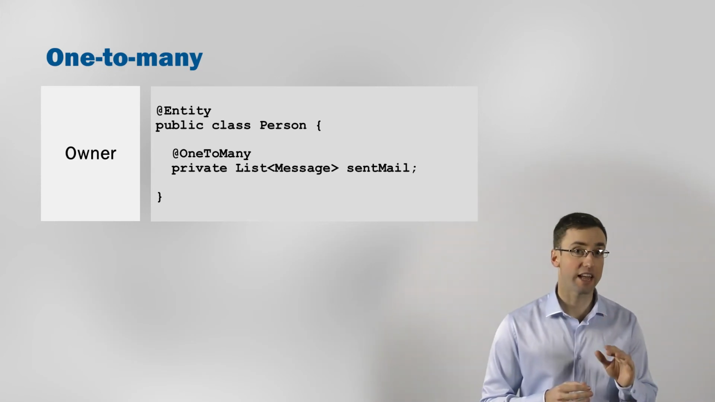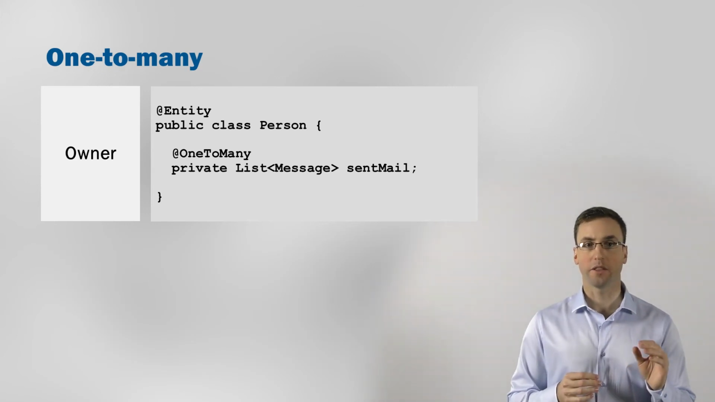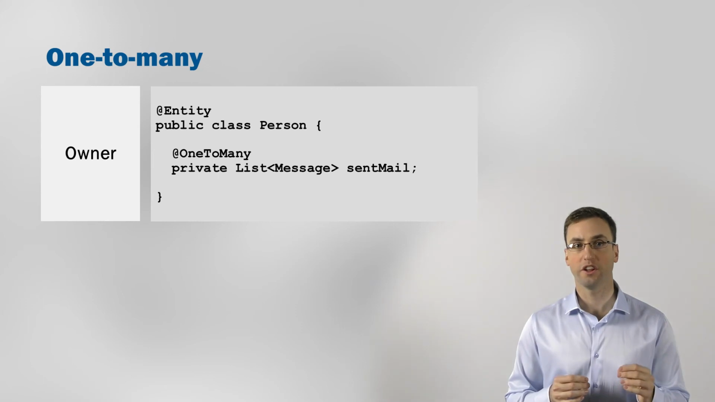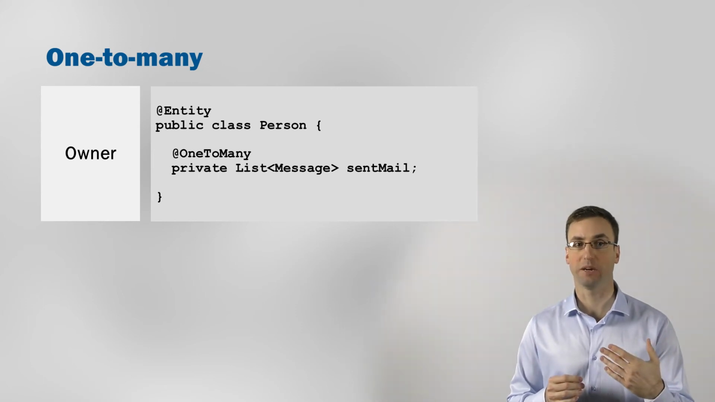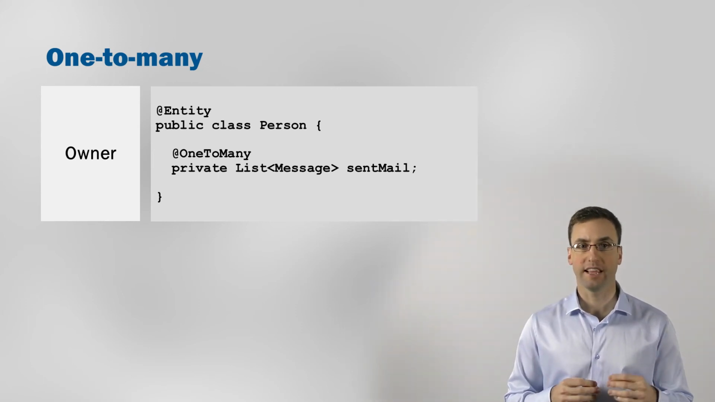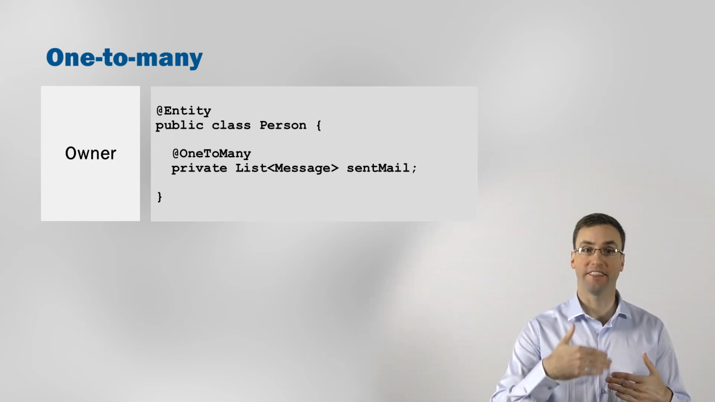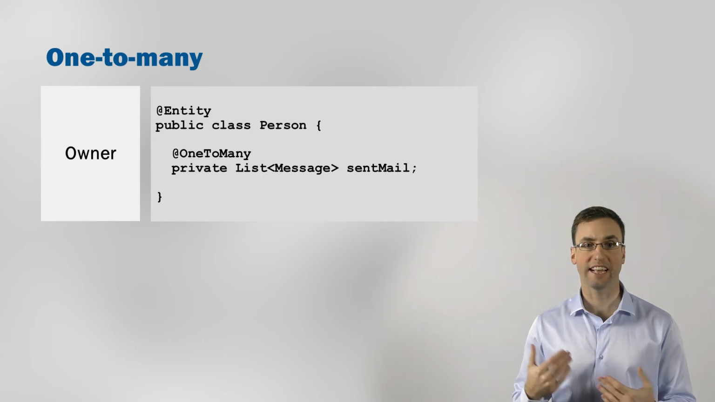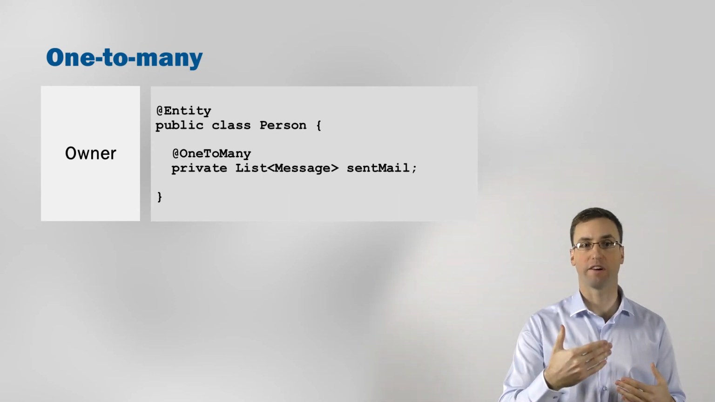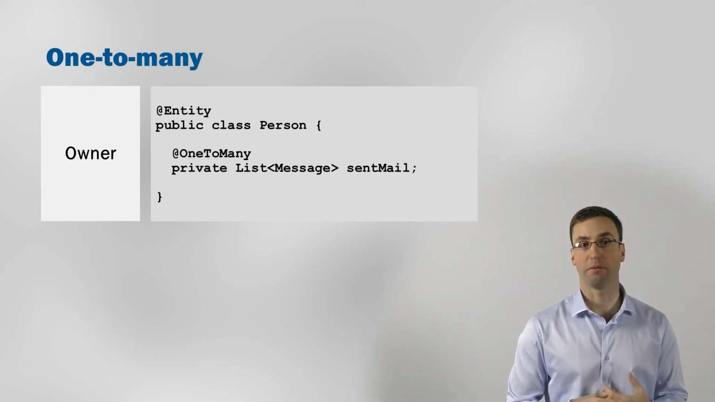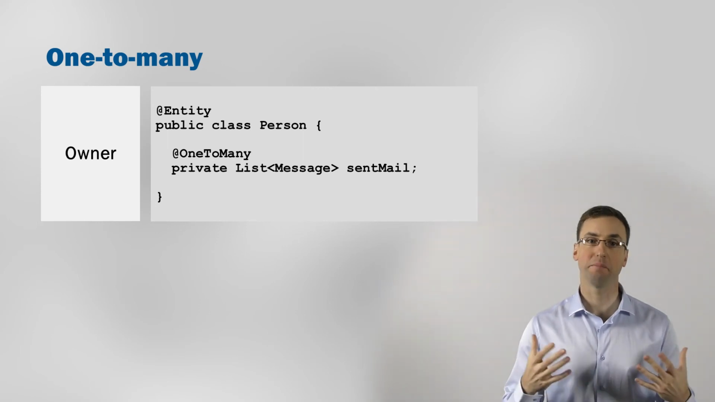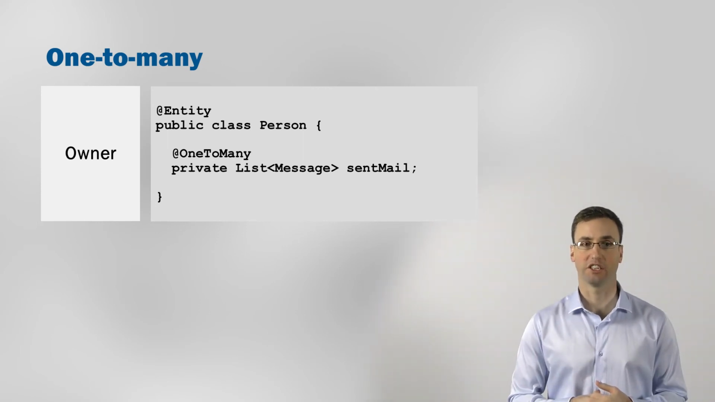However, there is a special case with one-to-many. The many-to-one side is optional. You can declare a one-to-many relationship with no inverse. In the database, a one-to-many relationship is created by putting a foreign key in the other table. So in this case, JPA would automatically add a foreign key to the database table for the message class, even if the message class doesn't declare an inverse relationship.